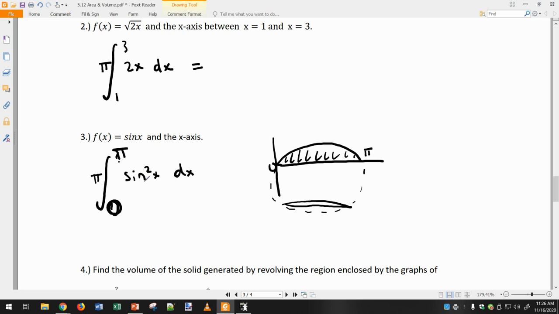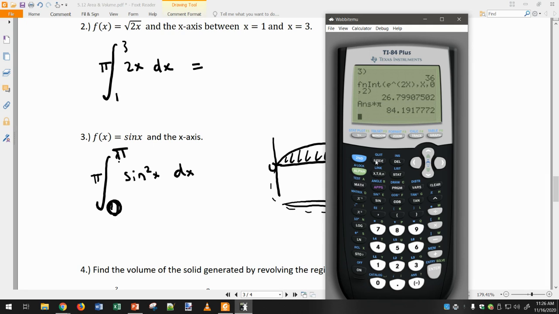Okay, and then we can just type this into our calculator. We want math 9. Now, how do I type in sine squared? I should put parentheses and then sine of x, close parentheses, and then square it. And then with respect to x, from 0 to pi. Again, it's really important to make sure you're in radian mode here.